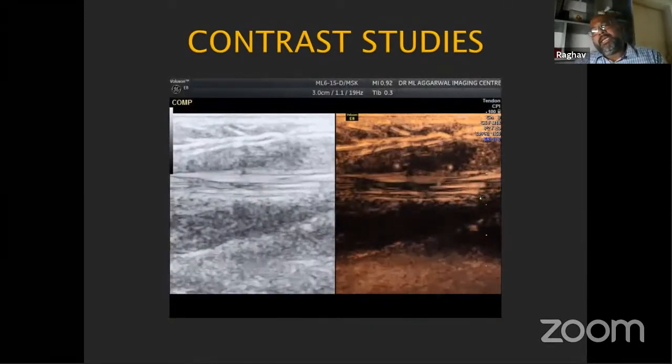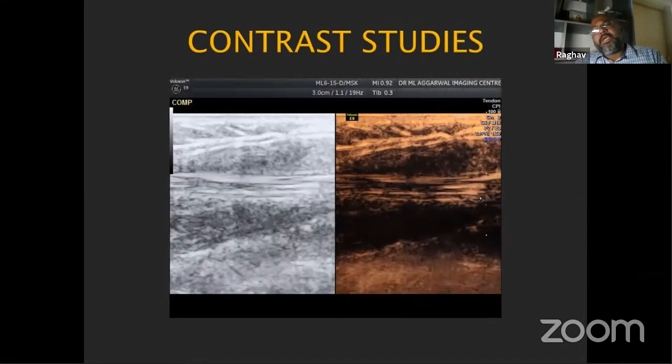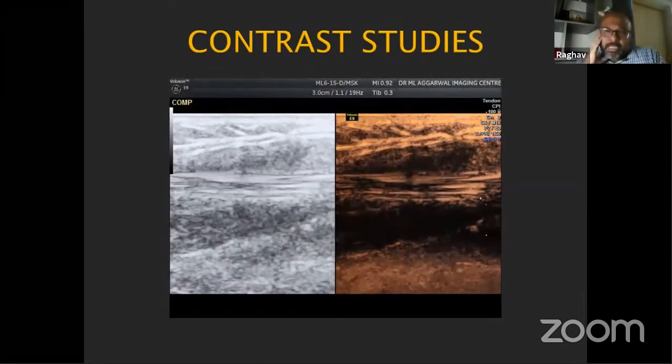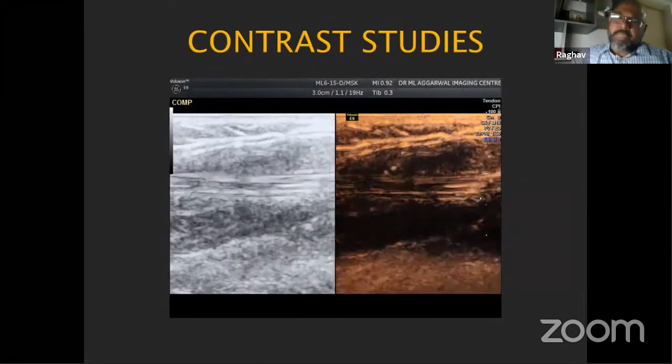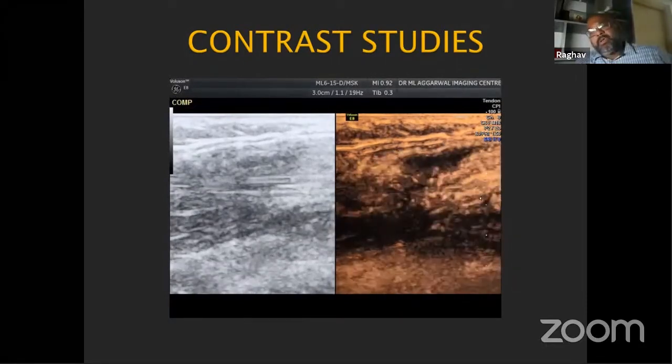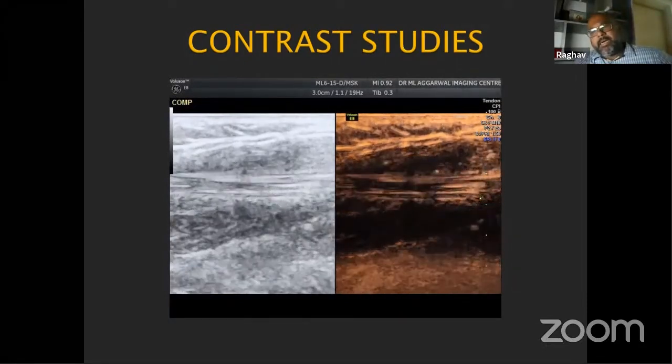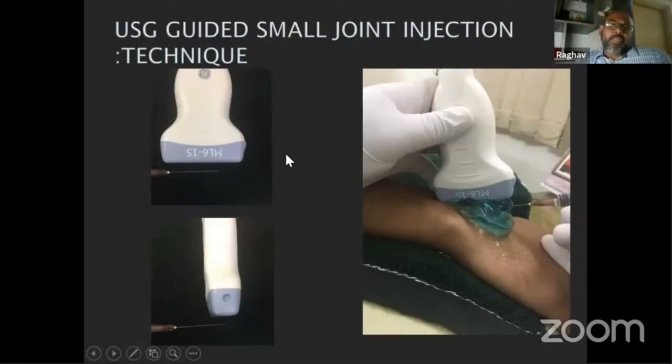Just to show a glimpse that ultrasound is not just the basic ultrasound we use to look for collections and diagnose whether there is a bursa or not. We have advanced a lot further, and it always complements these imaging modalities.